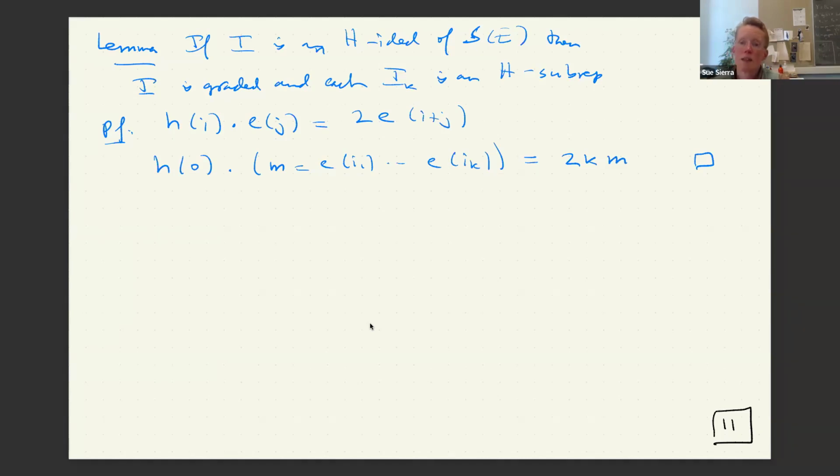So what that tells you is that the graded pieces of S(E) are all eigenspaces for the adjoint action of h_0. And then it's standard that because H acts semi-simply on S(E), any H subrepresentation needs to decompose as a direct sum of eigenspaces. In other words, these graded pieces of the ideal I.